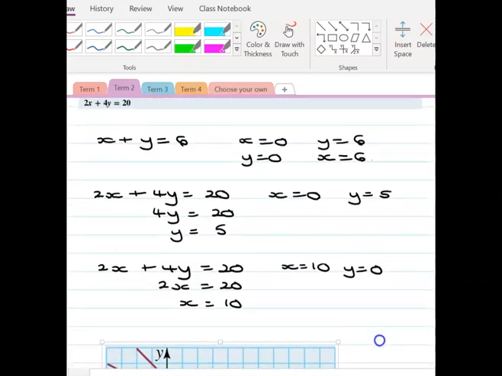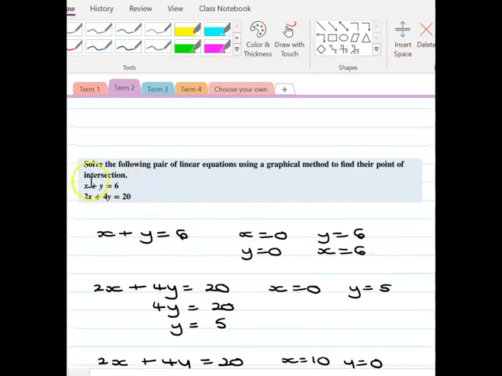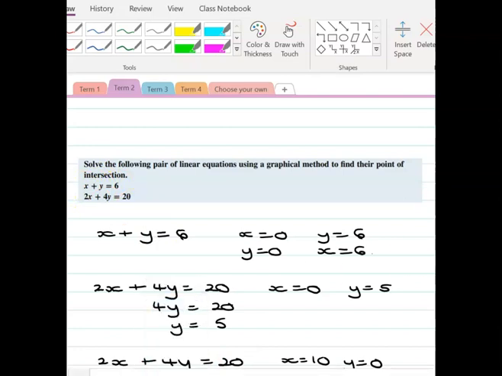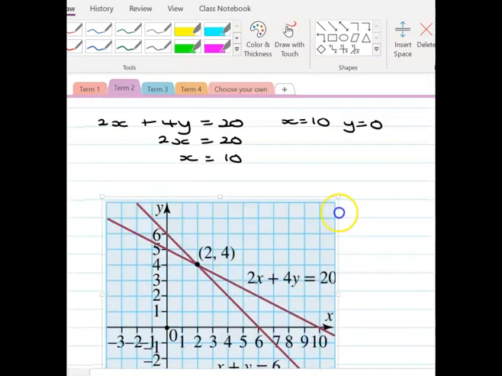The only trouble with equations that are in the form of ax plus by equals c is they're not in the form that the graphics calculator would take them. We need them to be y equals. And if you're going to put them on your graphics calculator, you will need to rearrange these to make them y equals. So I'm just going to show you how to do that now.